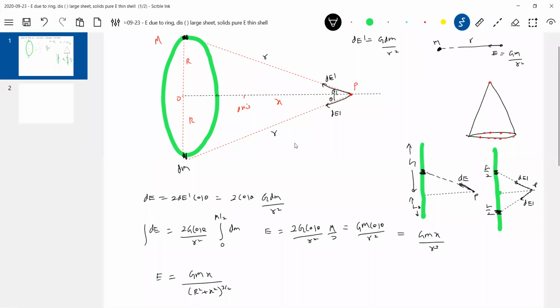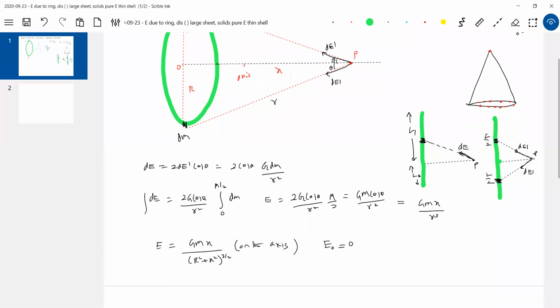What can it be at the center? This is on the axis. At the center, how much will it be? Put x equal to 0, it will be 0. So the field strength at the center of the ring will be 0. Now look at this, it is something variable, no? At x equal to infinity it will be 0, and at the center of the ring it is 0, at infinity also 0. So let me search for any maxima or minima.